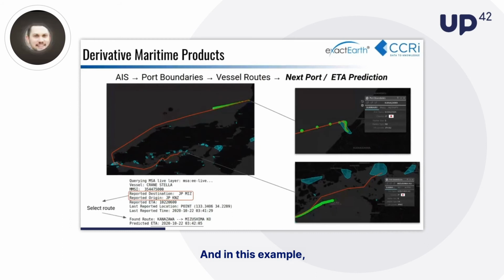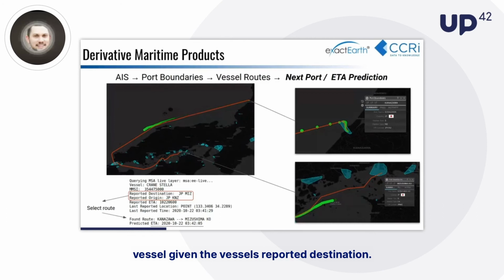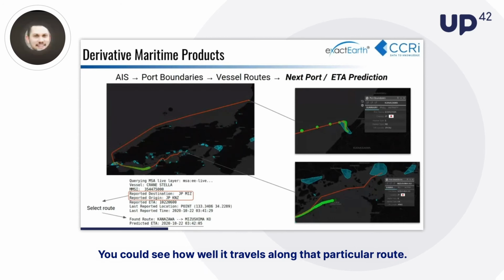In this example, I'm showing on the top, that top GIF there, the red line is the vessel route that was selected for this particular vessel, given the vessel's reported destination. Then we took its current position and speed, and we used our pre-trained machine learning model to do an ETA prediction. And you could see, actually playing this over time, once we had the history for this vessel, how well it travels along that particular route.